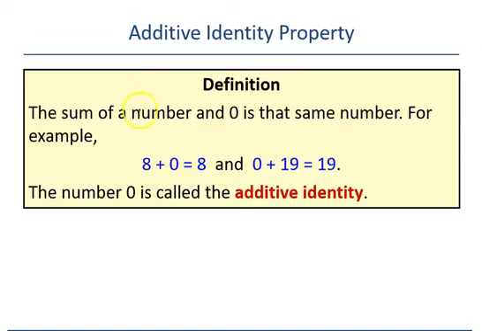Okay? And then the sum of a number and 0 is that same number. For example, 8 plus 0 is 8, 0 plus 19 is 19. The number 0 is called the additive identity. It's basically, hey, if I add 0 to anything, does it change it? No, it stays the same. It is the identity of that number. So hopefully that kind of helps out a little bit.